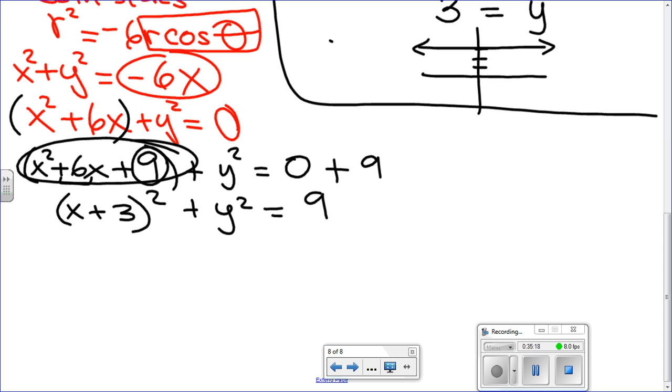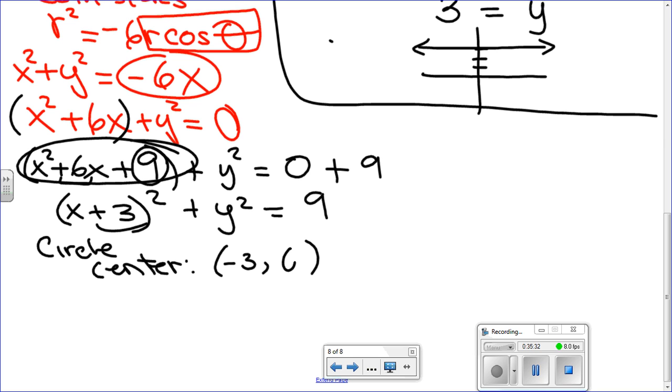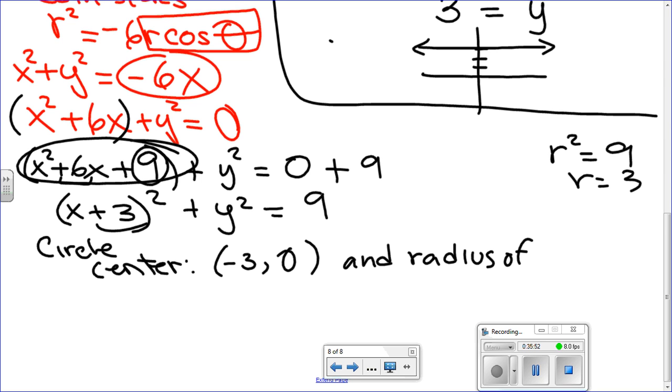So then this one becomes a circle with the center at the opposite of 3, which is -3, and for the y it's just 0. And radius of 9 or 3. This one is actually giving me the r squared. So r squared is 9, so r is 3. Okay. All right, great. So we're stopped.